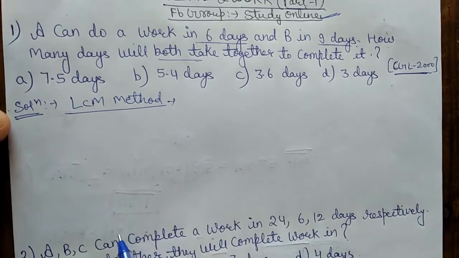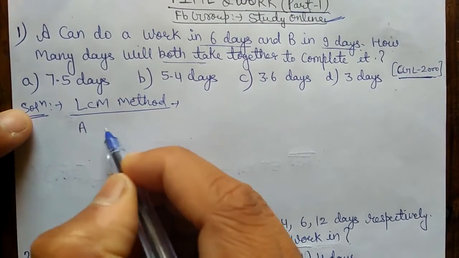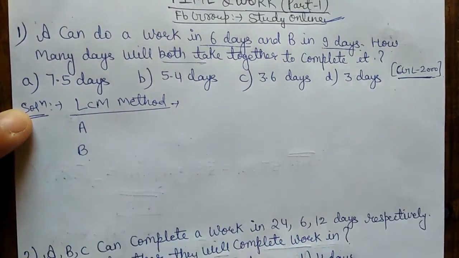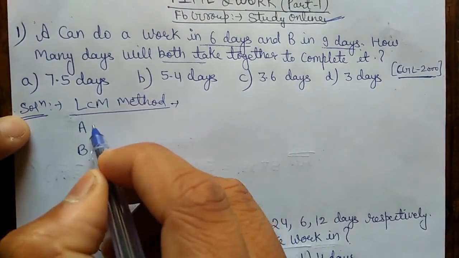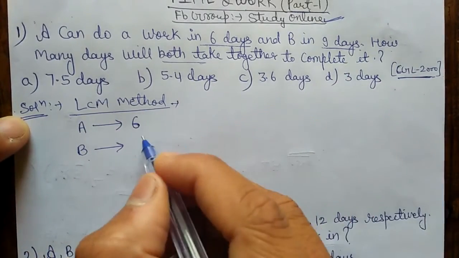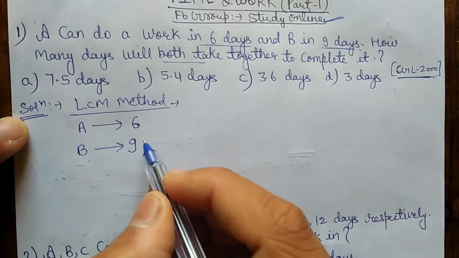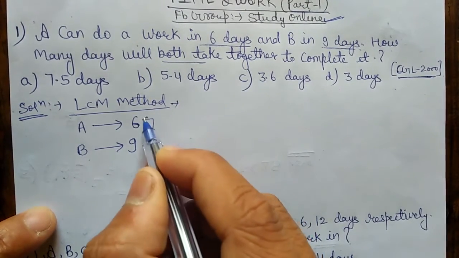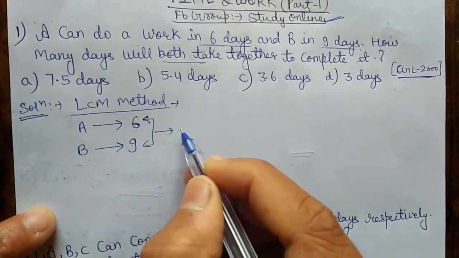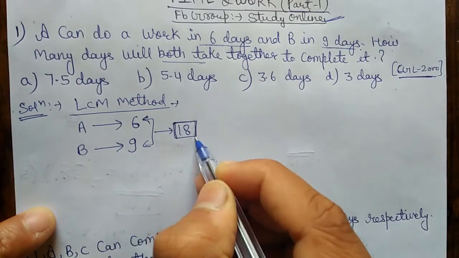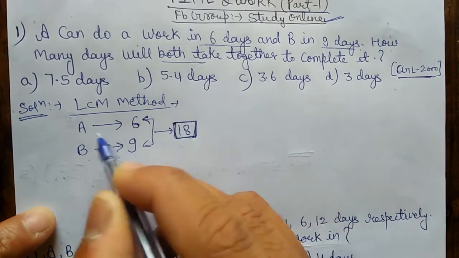What is this method? Listen. There are two candidates, A and B. A is doing work in 6 days and B is doing work in 9 days. Now first of all, in all questions, take the LCM of these two. What will be the LCM? 18. That means this is the total unit of work. 18 units of work A and B have to complete.